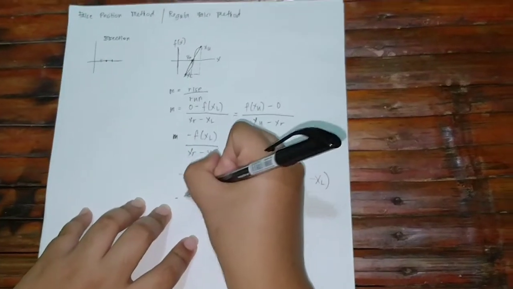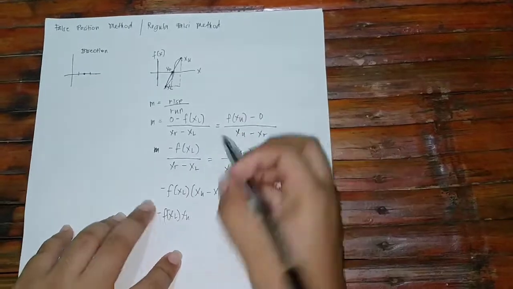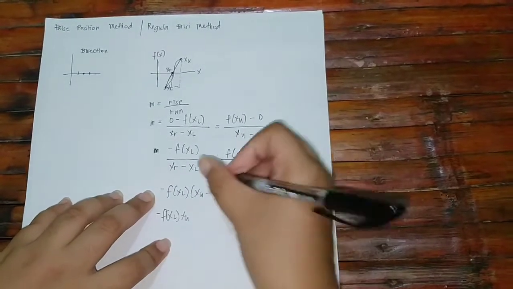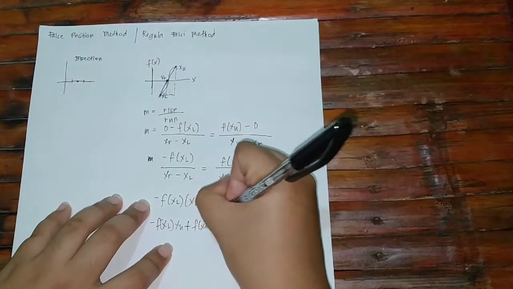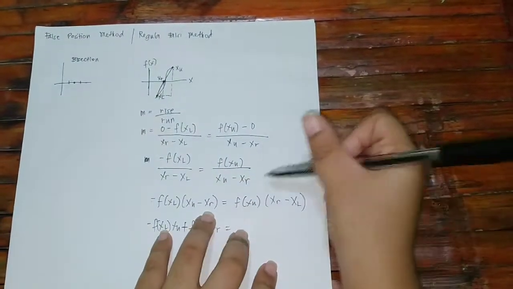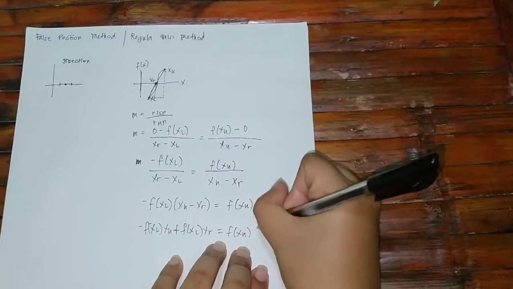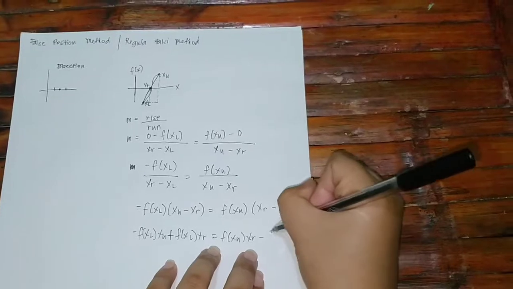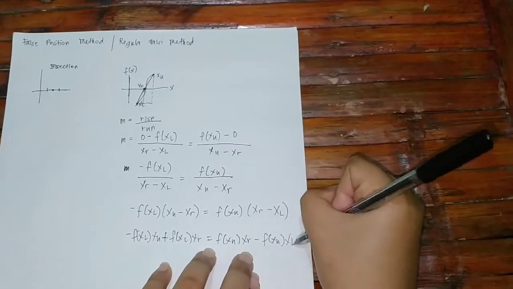So we have f of x of l, x of u, and since negative times negative is positive, we have plus f of x of l, x of r is equal to, again, the other term, f of x of u, x of r minus f of x of u, x of l.